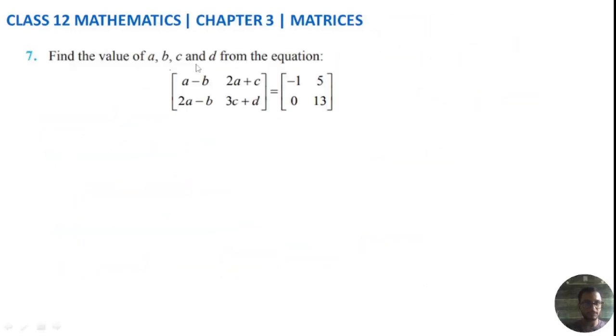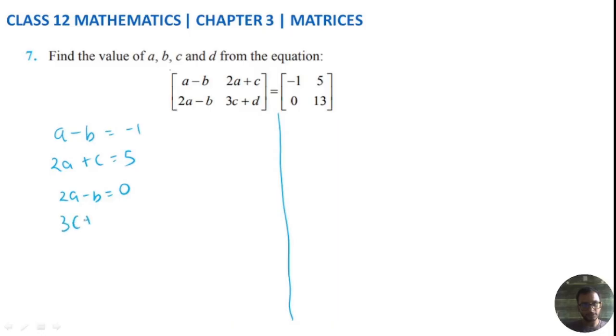What is question 7 saying? This is also a similar question. Find the value of a, b, c and d from the equation. Again we have two matrices given and they are equal, so we would use the definition of equality of matrices, that is, two matrices are equal if their corresponding elements are equal. So we will have a minus b equals minus 1, 2a plus c equals 5, 2a minus b equals 0 and 3c plus d equals 13.